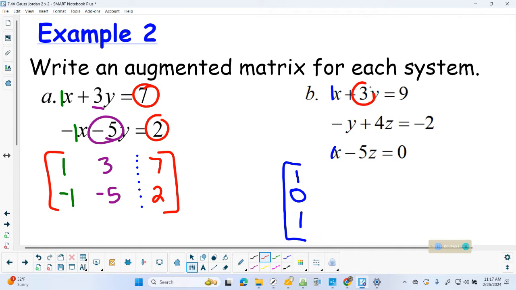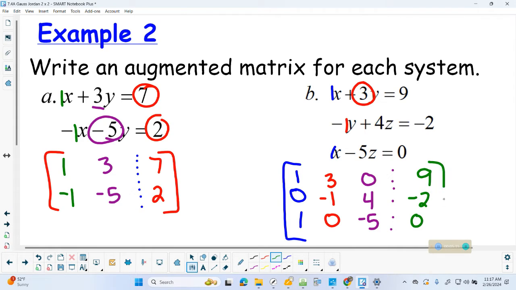Okay, y's, I've got 3, negative 1, and a goose egg. Okay, z's, I don't have any in the top one. I've got 4, -5. I'm going to put the dash line for the equal just because I like it. Again, I'm not going to freak out if you don't. And then, of course, the right-hand side is our column.